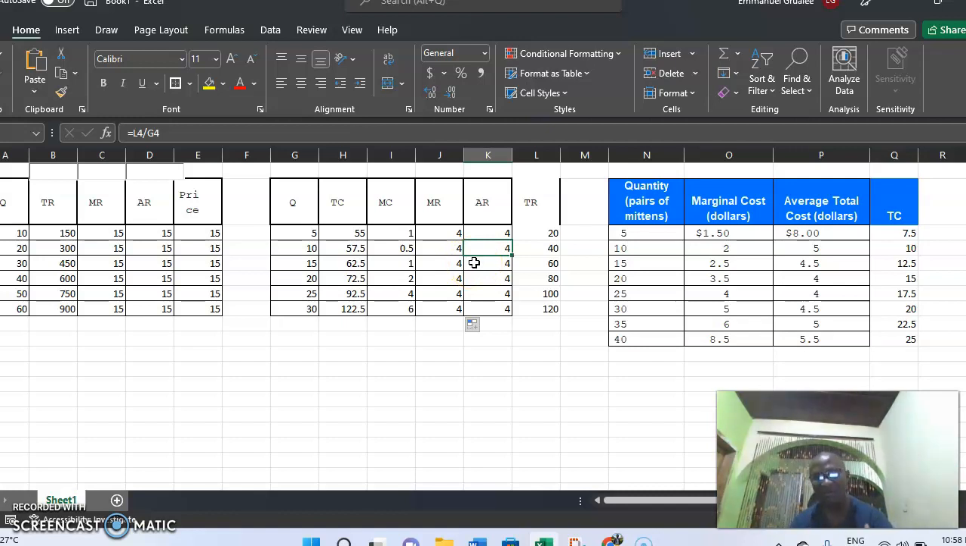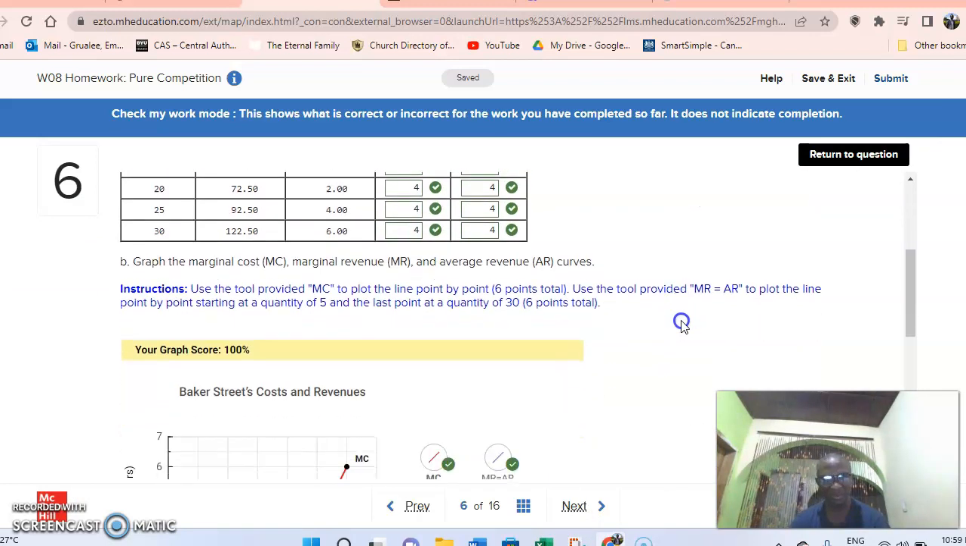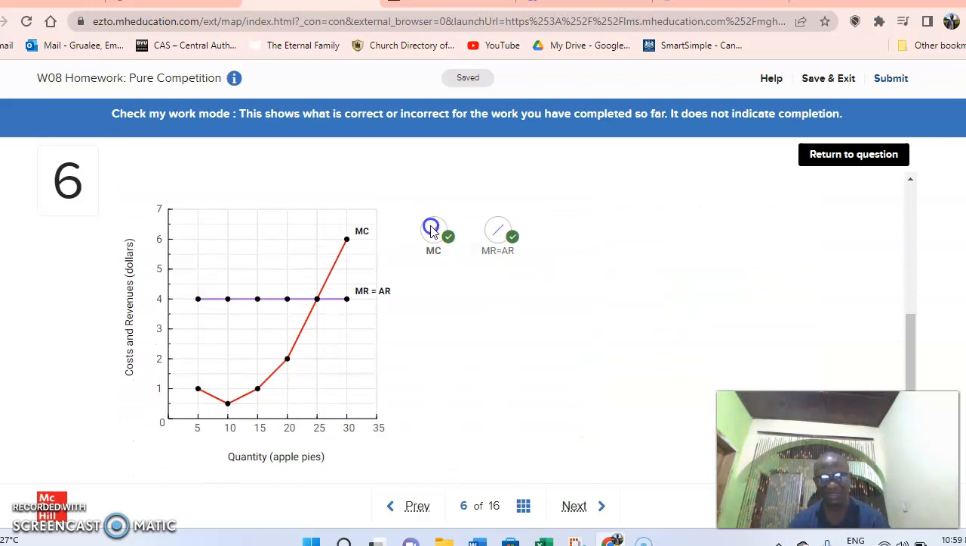So once you look for marginal revenue, look for total cost, marginal cost. Look at average revenue, same thing, same concept. So you build it and have the answer. Once you have the answer, put it here. Boom. After you put the answer, you put the graph: marginal cost and average revenue as marginal revenue.